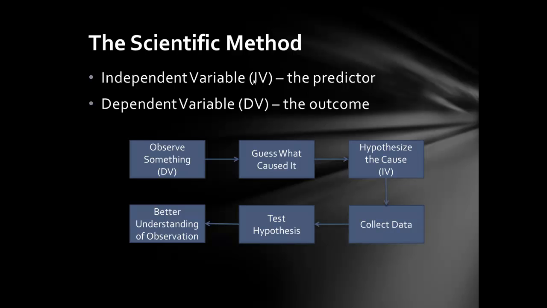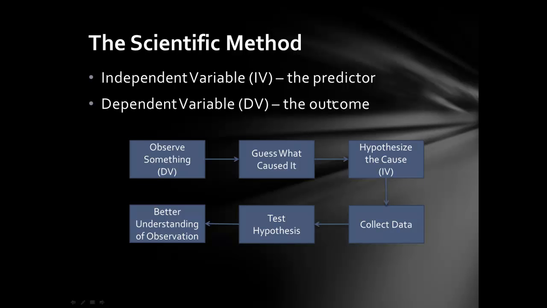Now, one way to think about these differences: the word depend is in the name of the dependent variable, and you can think, well, the dependent variable depends on the independent variable. The independent variable is what predicts changes in the dependent variable or the outcome.